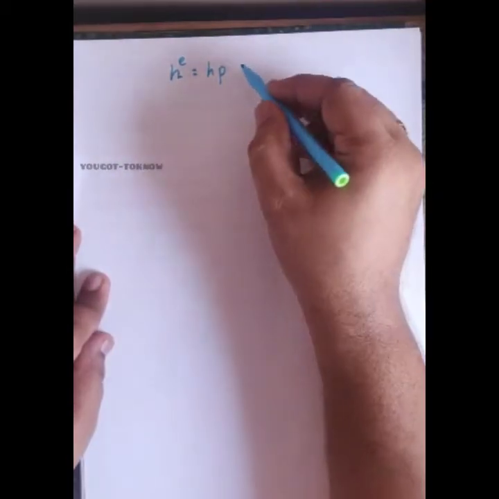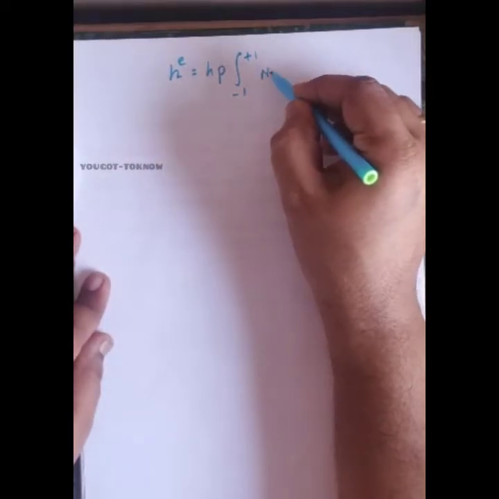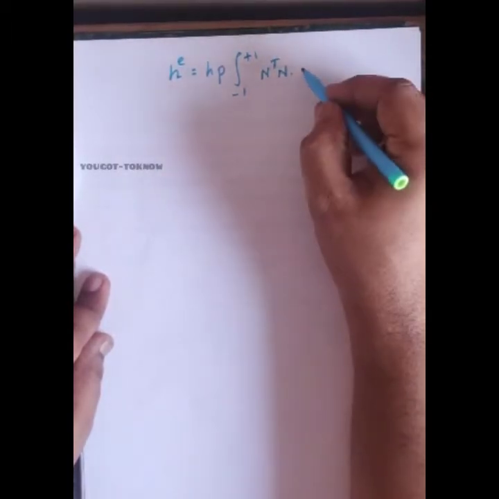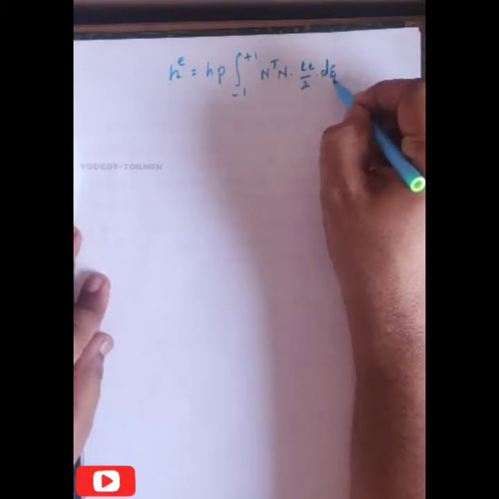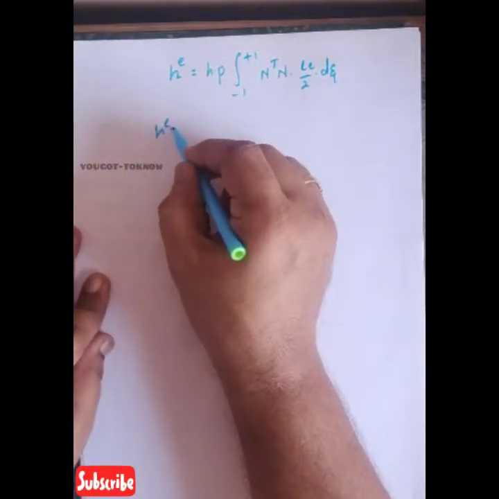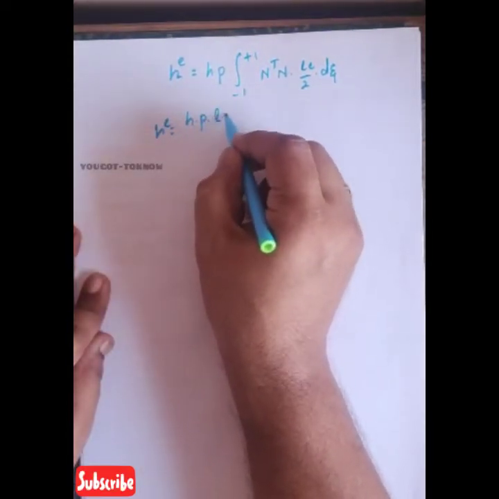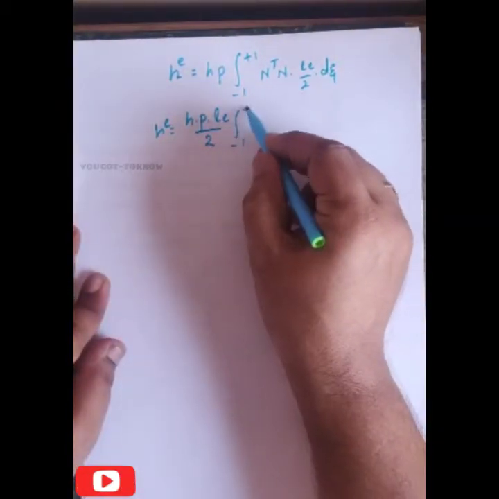Now I will convert this to the range -1 to +1, the natural coordinate system. You know how to convert this. N transpose N into dx is there. What is dx? dx can be written as LE by 2 into d zeta. We have solved this many times previously. Now it will become P into H into LE by 2. I am just converting it into the one dimensional natural coordinate system.